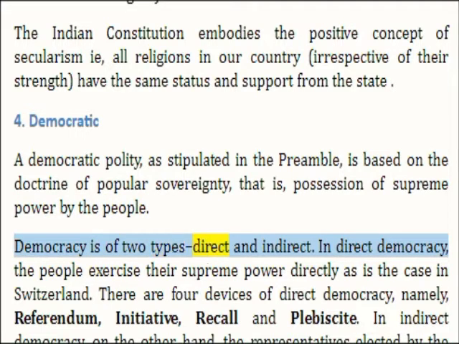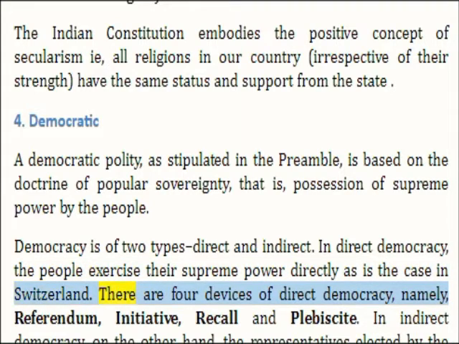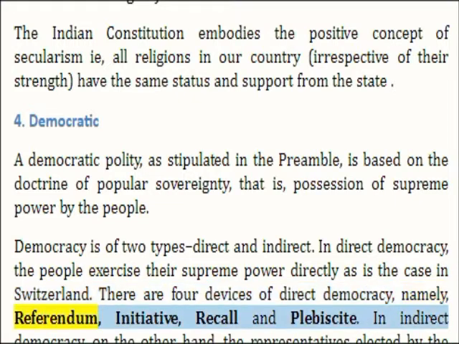Democracy is of two types, direct and indirect. In direct democracy, the people exercise their supreme power directly, as is the case in Switzerland. There are 4 devices of direct democracy, namely, referendum, initiative, recall and plebiscite.